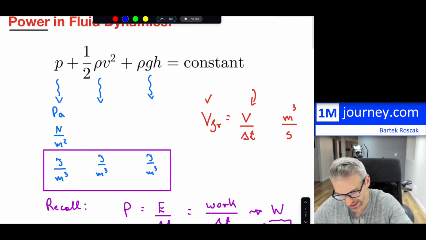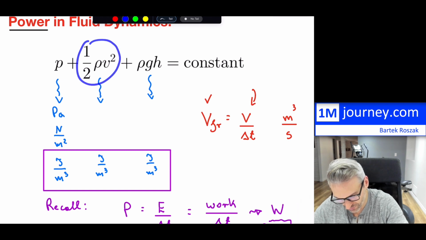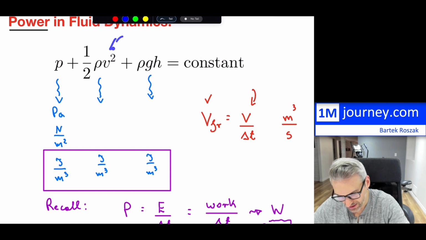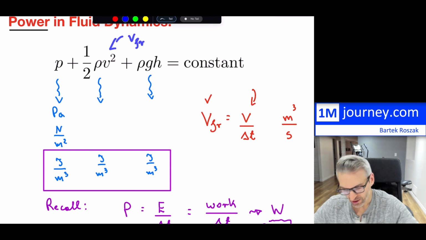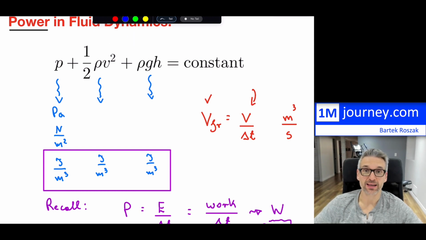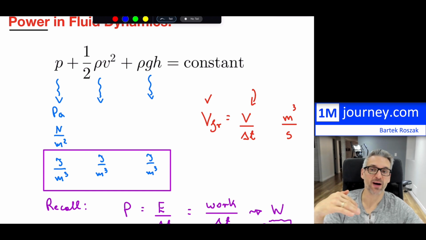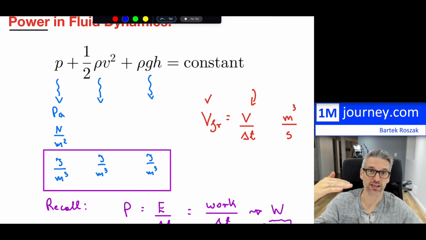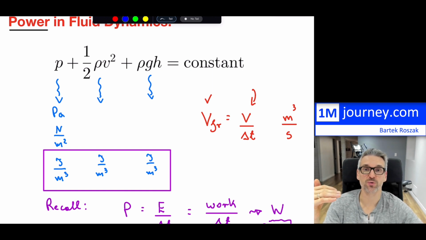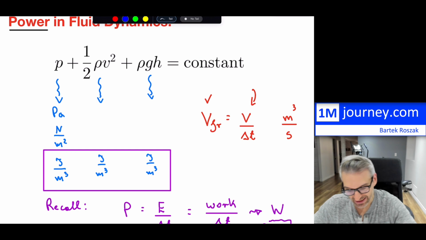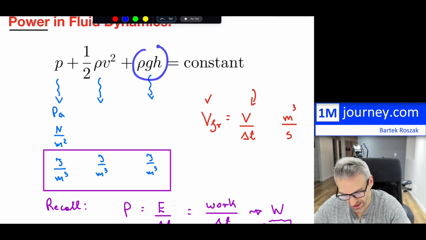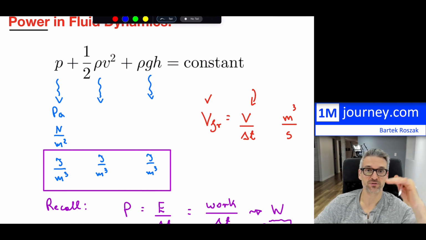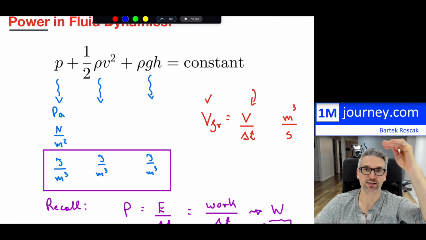So if you take this component, which of course is in joules per meter cubed, and you multiply this component by the volume flow rate, you once again will get power. So that would be how much power is needed in order to increase the kinetic energy, so the faster the fluid is going to flow. And then the last component, so this component right here, is related to the gravitational component of fluids.